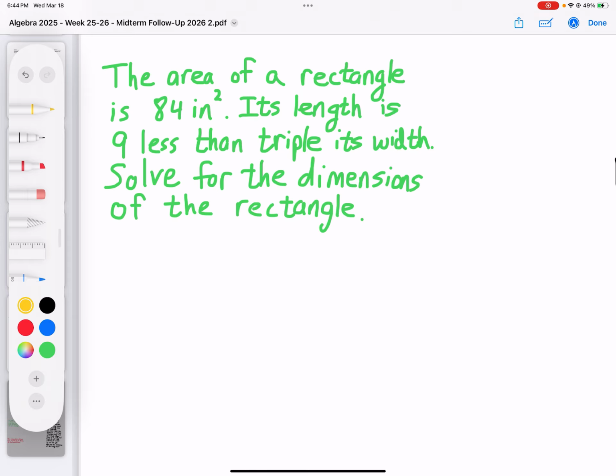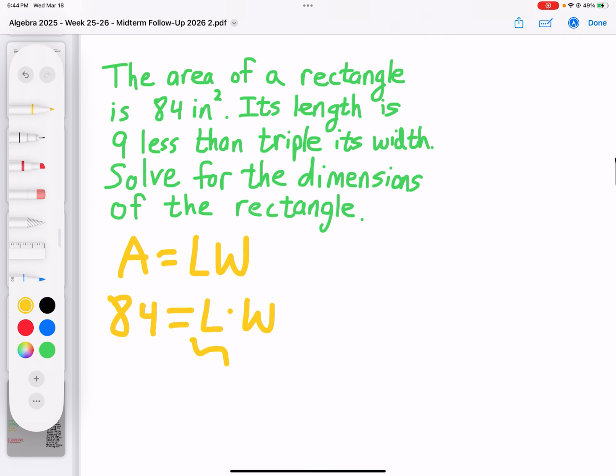The area of a rectangle is 84 inches squared. Its length is 9 less than triple its width. Solve for the dimensions of the rectangle. We know that the area of a rectangle is length times width. However, even though we know the area is 84, we don't know the length or the width.